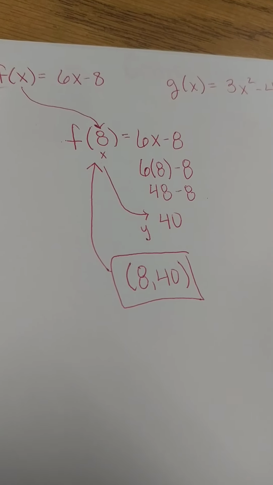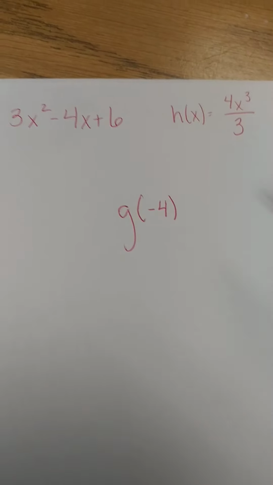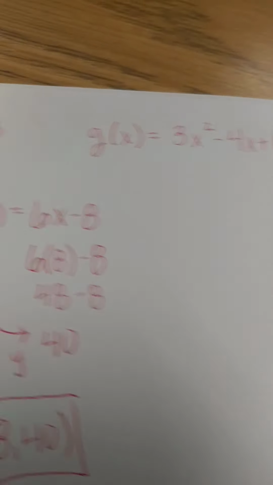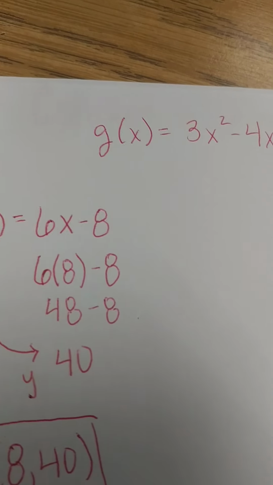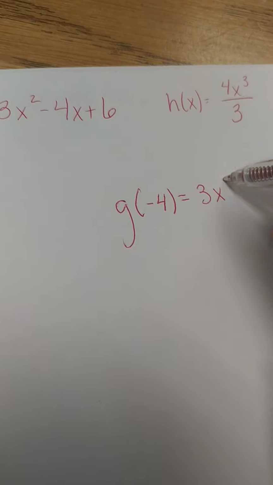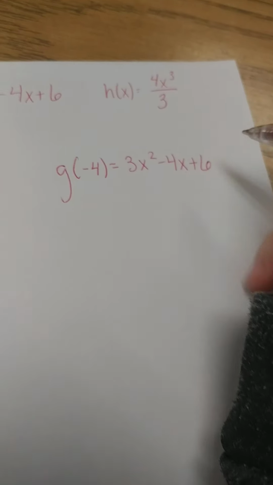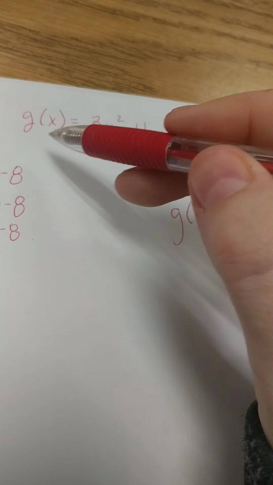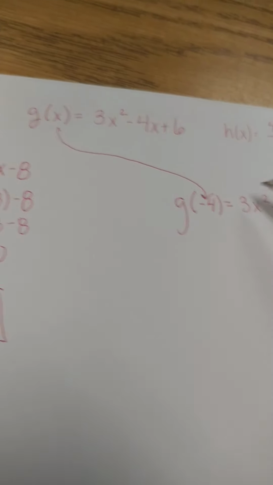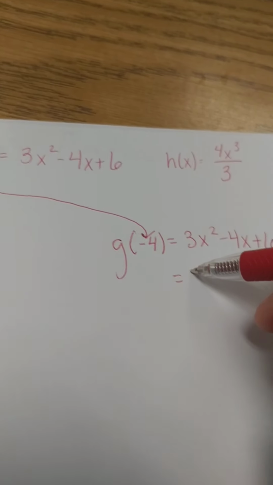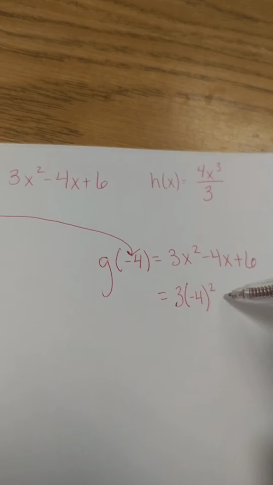Now, another example would be g at -4. So again, I'm giving you the name of the function I need. I need function g. So I would bring down this 3x squared minus 4x plus 6. And everywhere you see an x, you're going to substitute in a -4. So I see an x here. Y'all see how I put that -4 in parentheses?